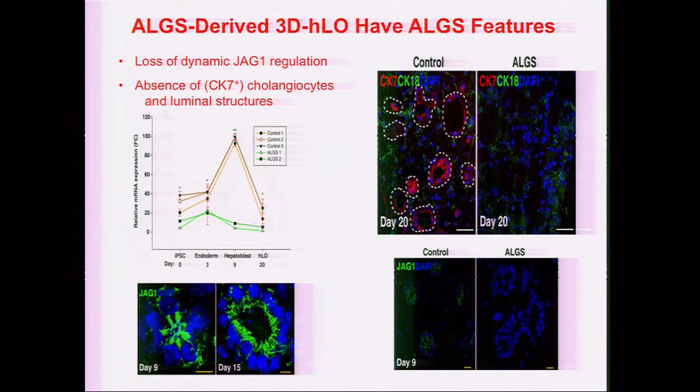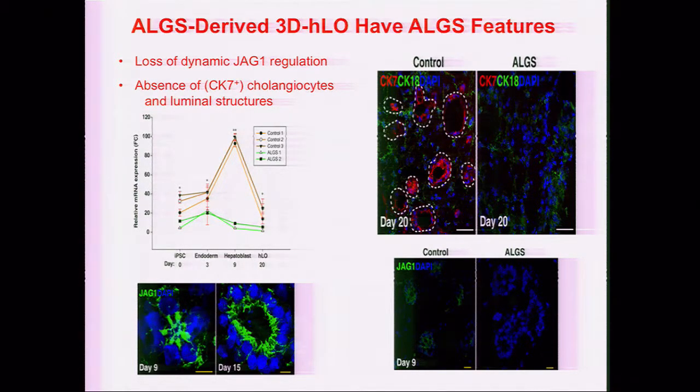And just to show you the manifestation of it, this is day 20. This is a typical lobule. You can kind of see the lumen. They're surrounded by CK7 positive cholangiocytes. But if you look at an ALGS organoid, you'll note that there's green, meaning the hepatocytes, but there's not red. There's no cholangiocytes. So it's quite amazing, and you can see the difference.